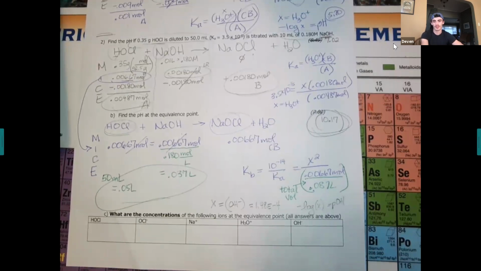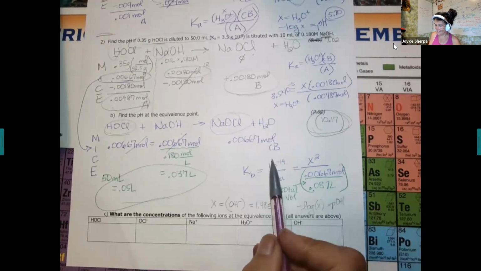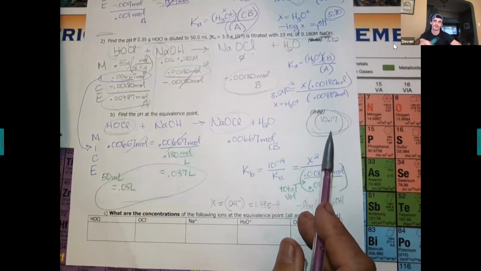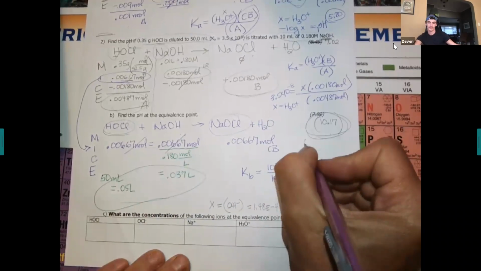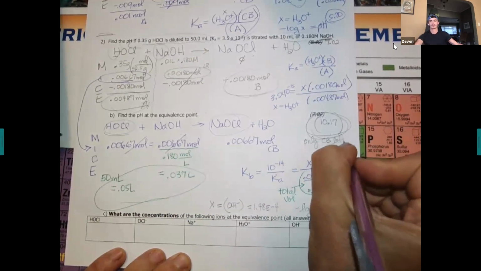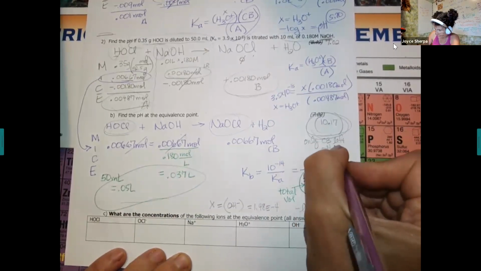Because we're left with the conjugate base, so it's a basic solution. All we're left with is the conjugate base. These guys are gone. So it's a basic solution. So only conjugate base. So pH is greater than 7.